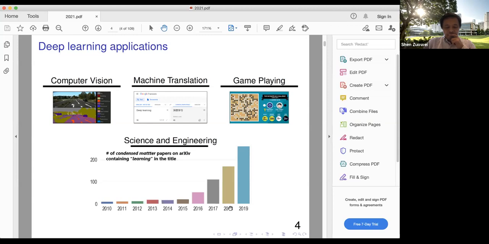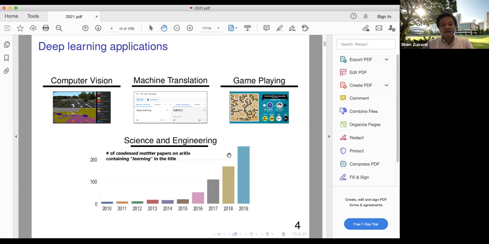So through learning, you can also improve the model. Maybe through learning, you can even learn a new model. Using machine learning to conduct science research is expanding very fast. I give you here just one example from condensed matter. This is an area I'm not working in, but I looked at the papers in this area, and the titles of the papers have words like learning. This is exponential growth. That means you have a lot of potential to apply machine learning to the sciences.